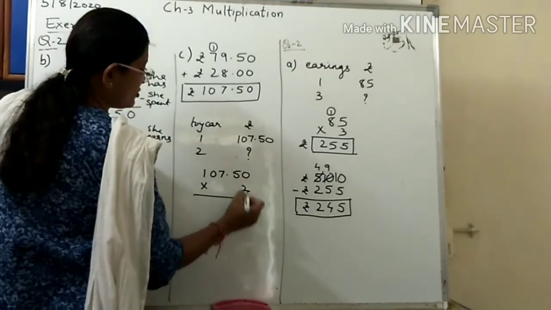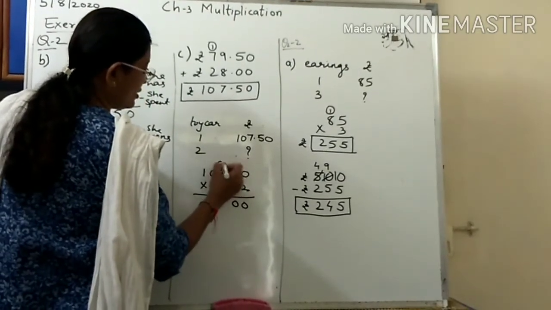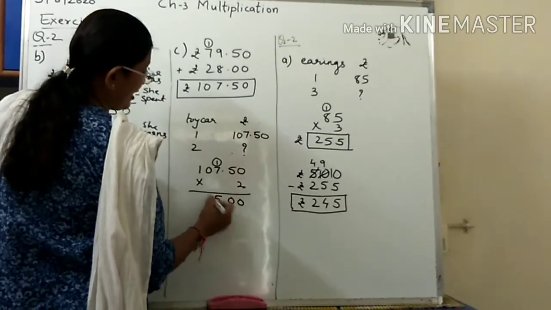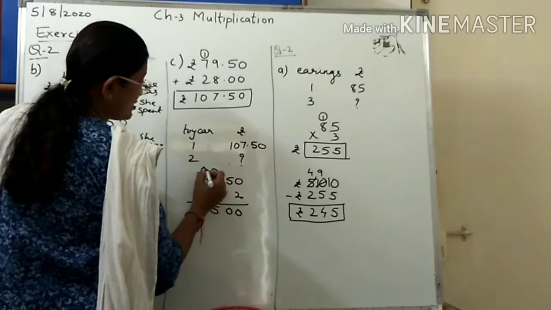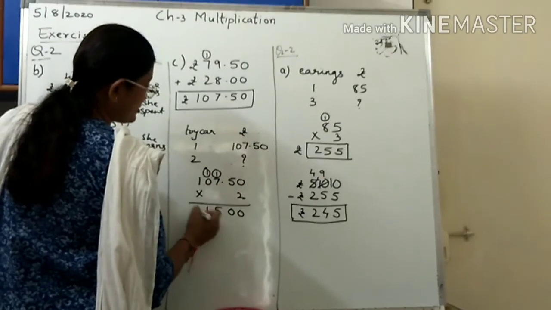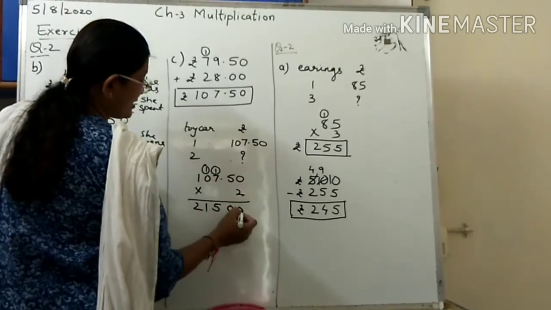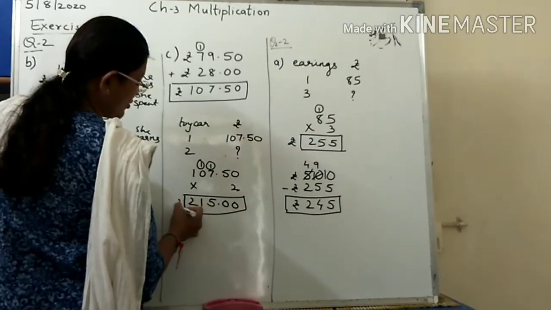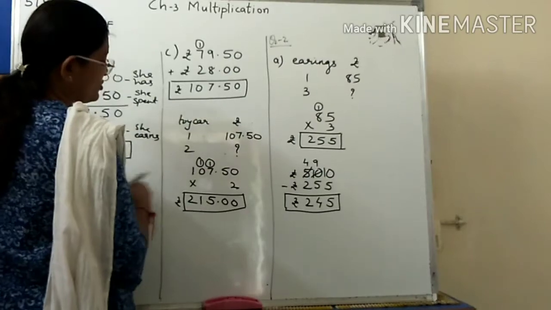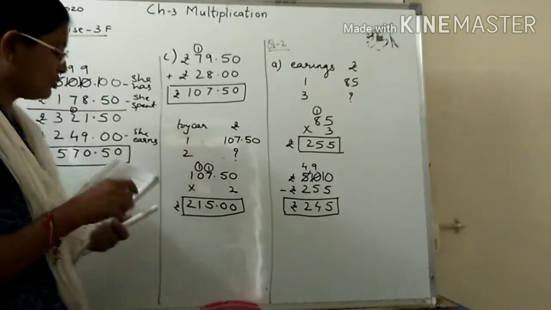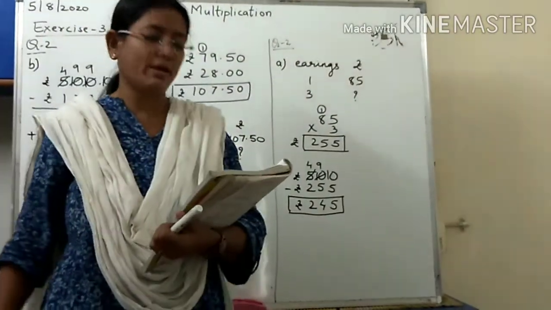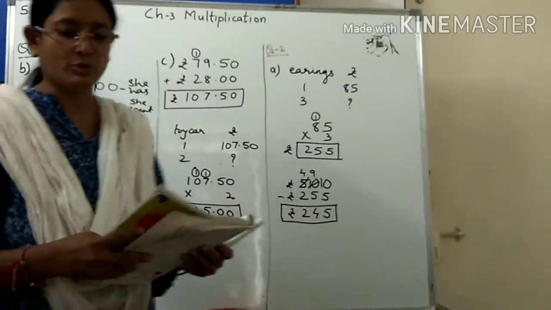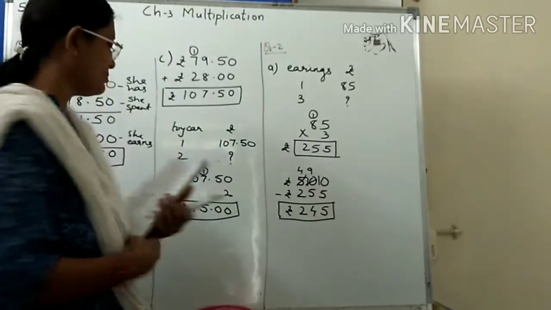2 zeros are 0, 2 5s are 10, 0, 1 carried over, 2 7s are 14 and 1, 15, 5, 1 carried over, 2 zeros are 0 plus 1, 1 and 2 1s are 2. After point 2 digits are there, so from here 2 digits and then keep here. Now this will be calculated as rupees 215. So what is your answer? The two toy cars cost rupees 215. Clear everyone? Okay, let us move to the next, that is number D.